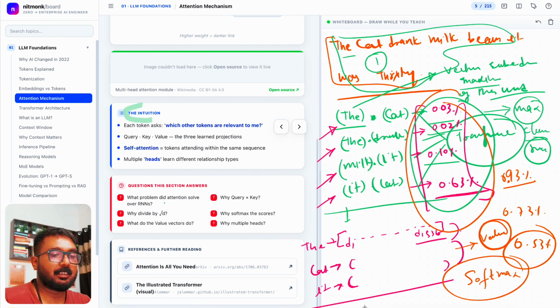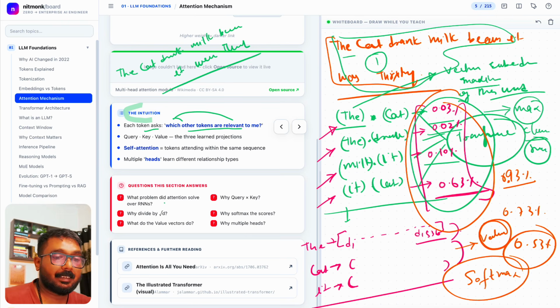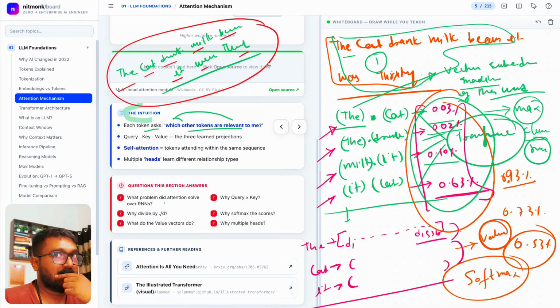So the intuition is basically that each token asks which other tokens are relevant to me. Take the sentence: the cat drank milk because it was thirsty. It means each and every token connects with the other tokens and tries to understand how they are related. That's where it figures out the attention, and that's where the LLM and transformer architecture try to understand whatever you write to them, right?